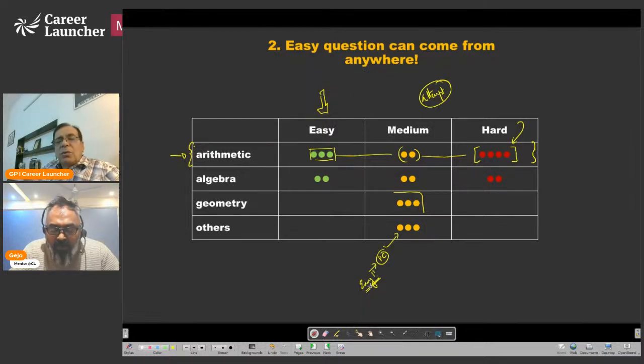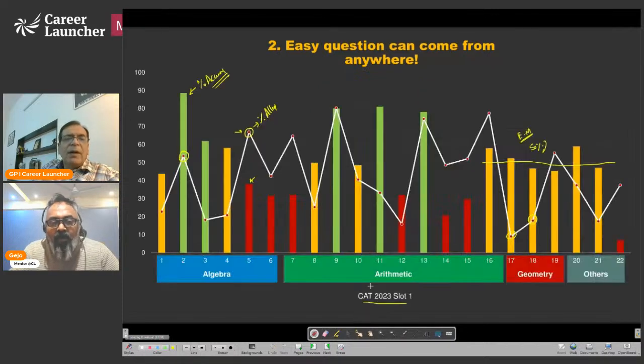There's one more thing. If you can just go to the previous slide, which is what I would want the students to focus on when they are analyzing the paper. Look at question number 2, question number 3. These are easy questions.